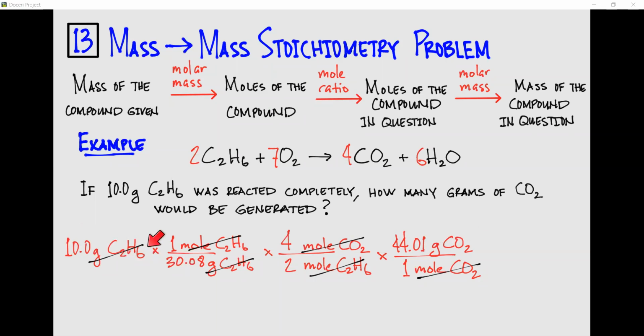So we're going to multiply all the numbers up top divided by all the numbers at the bottom. So that's 10 times 4 times 44.01 divided by 30.08 divided by 2. And we get 29.3 grams of carbon dioxide. So this is guaranteed to be seen on the test. You will encounter a question similar to this on the test.